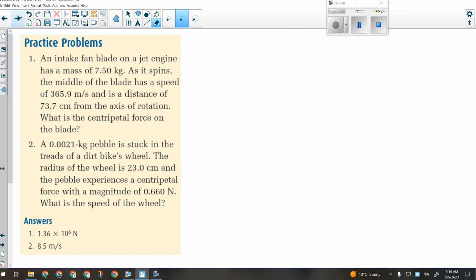I would like you guys to try question number 1 and question number 2. We definitely have time for that, so let's do those two. They're easy. They're not like the banked curves and unbanked curves. They're easier than that. Let's have a look at the first one here.